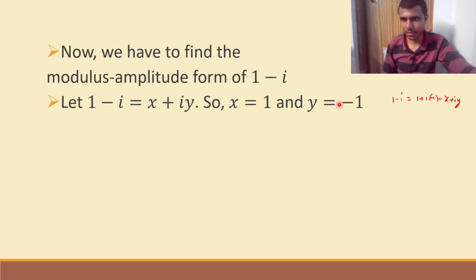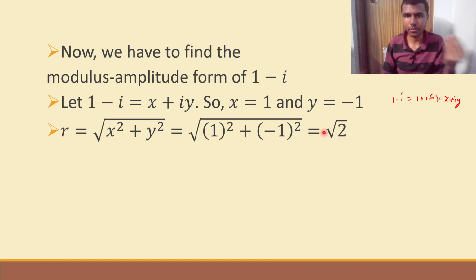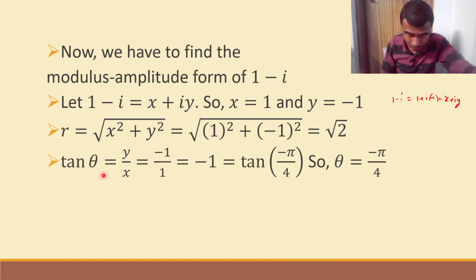So y is minus 1, x is 1. Again, r is the same, r is under root x square plus y square, root of 1 square plus (minus 1) whole square, root of 1 plus 1, which is nothing but root 2. Tan theta is y by x, so minus 1 by 1, so minus 1. Minus 1 is nothing but tan of minus pi by 4, so theta is minus pi by 4.